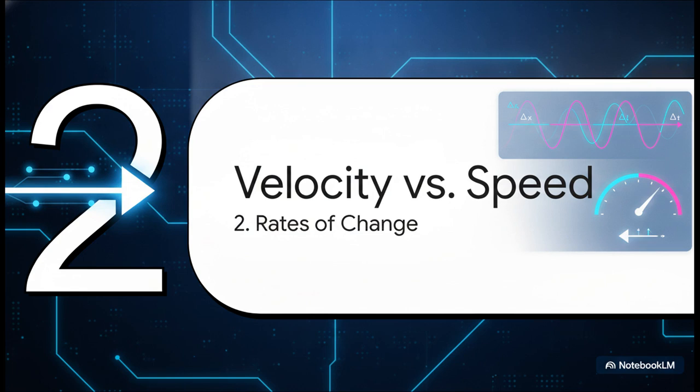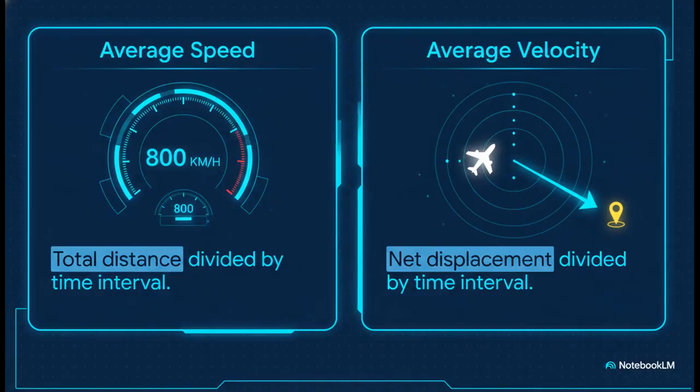Moving right along to Section 2, rates of change, velocity versus speed. Okay, so we've plotted a position, but the universe is rarely just standing still. We need to determine exactly how fast that position is changing over a specific time interval. And just like distance and displacement, speed and velocity are fundamentally different beasts. Average speed is your total distance divided by your time interval. Average velocity, though, is your net displacement divided by the time interval. Because it uses displacement, velocity is a vector. It includes a direction. And let me tell you, that direction is absolutely crucial for our readouts.